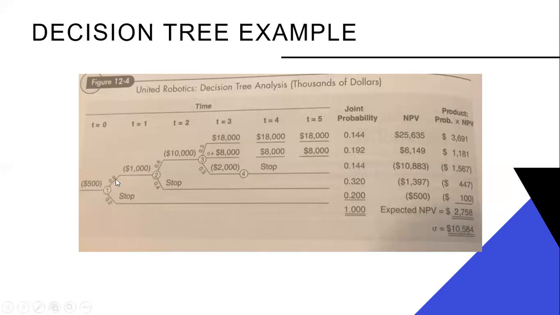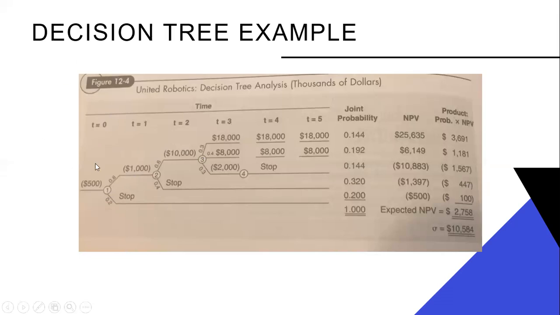There's an 80% probability, however, that you decide to make another investment. So in year 0, you made a negative 500, then you make another $1,000 investment. And then there's a probability of 40% that you just decide to stop the project, but a probability of 60% that you decide to make yet another investment of $10,000 in year 2.